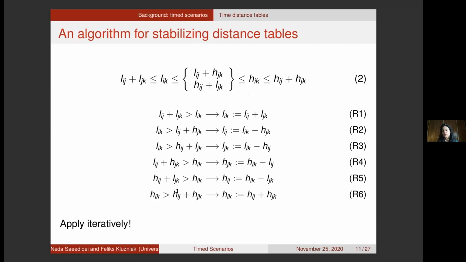And then we previously proposed this algorithm for stabilizing distance tables, in which we used these 6 inequations. For example, if it happens that in the table low ij plus low jk is not smaller than or equal to low ik, then we can simply restore it by setting the value of lik to be lij plus ljk. And essentially we apply 6 rules iteratively until the table becomes either invalid or it becomes stable.